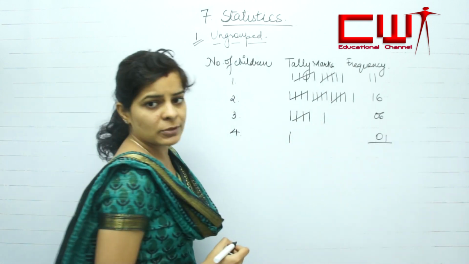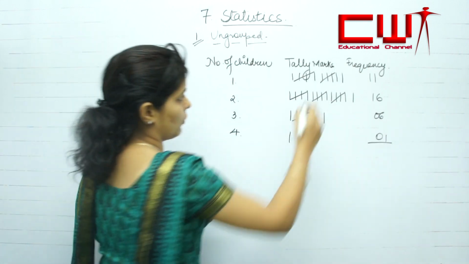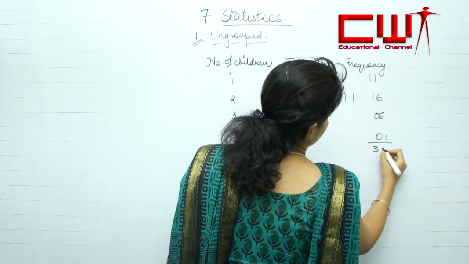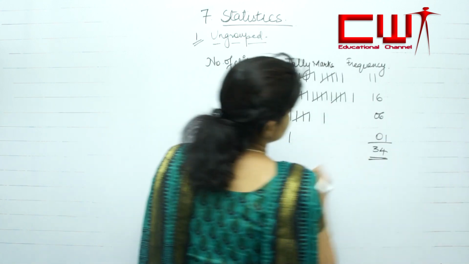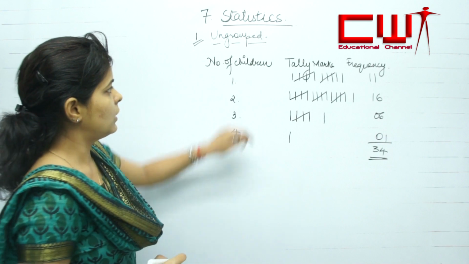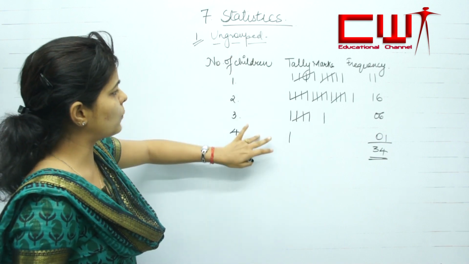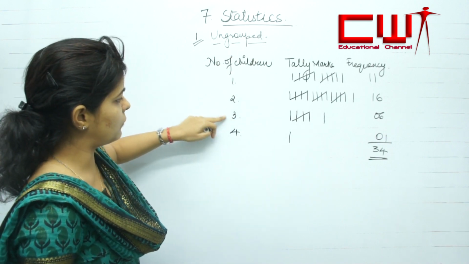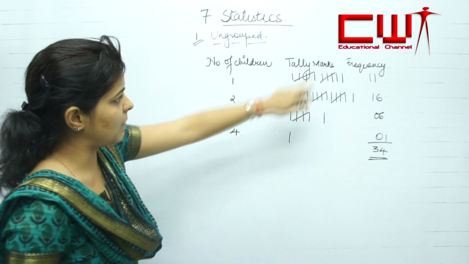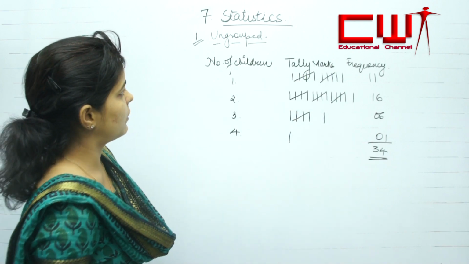Total it up. How much is that? 34. In the question also they have given 34 families. This is how you do it. This is ungrouped. No groups are made. 1 is individual, 2 is individual, 3, 4. This is the tally marks. That is the frequency. Right?